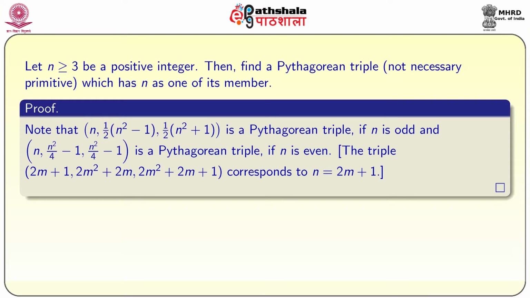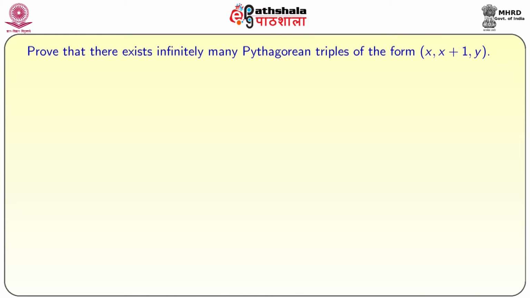So, if n is odd, we proved that n, (1/2)(n² − 1), (1/2)(n² + 1) is a Pythagoras triple. If n is even, then n, n²/4 − 1, n²/4 + 1 is a Pythagoras triple. Prove that there exist infinitely many Pythagorean triples of the form x, x+1, y.